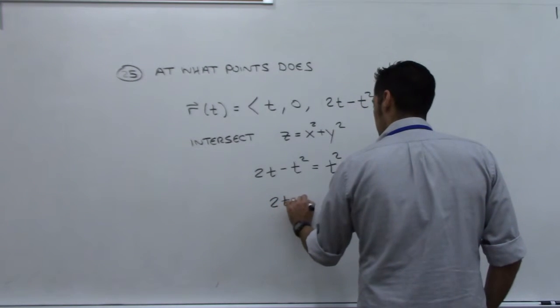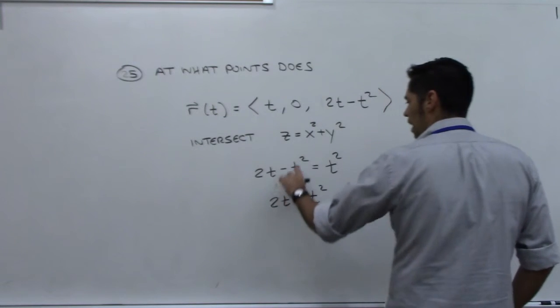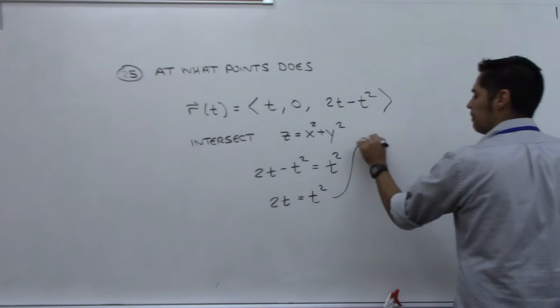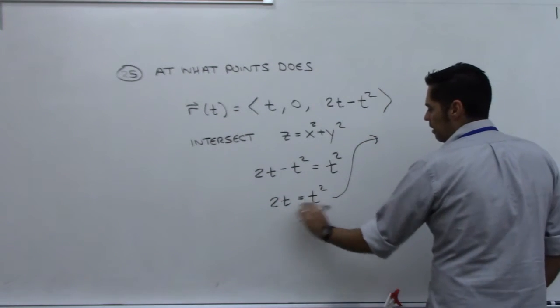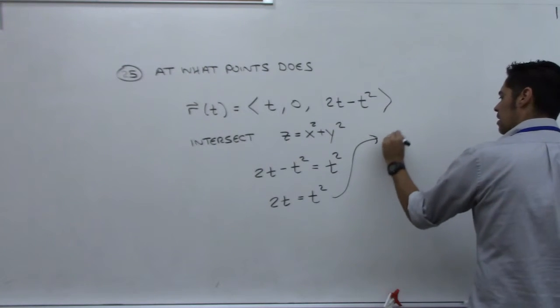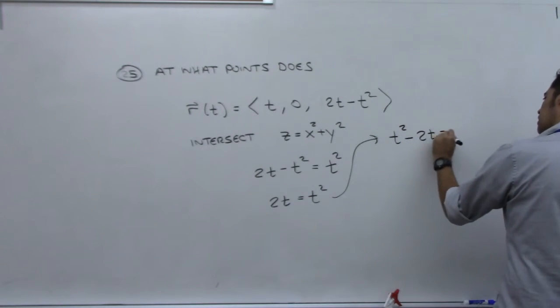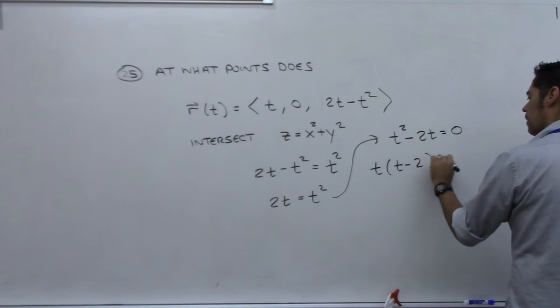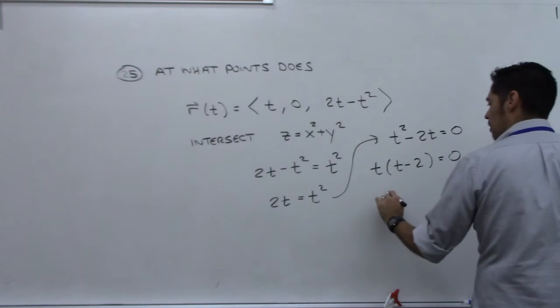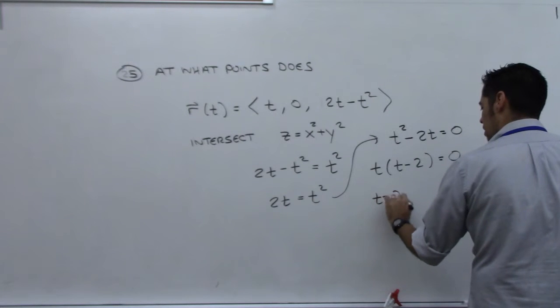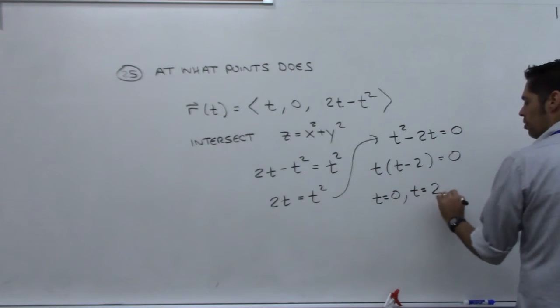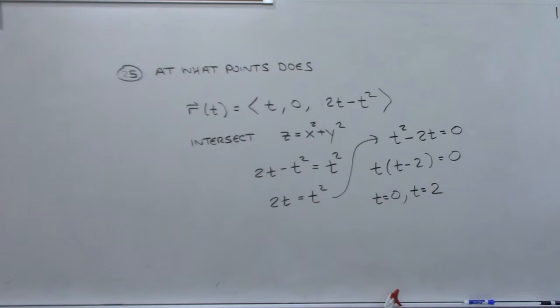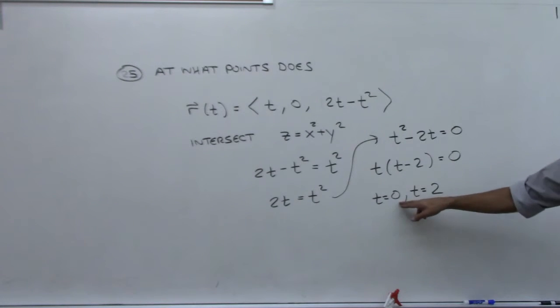2t equals t squared. I moved that one over. I'm moving both over, actually. Don't ever divide by t right now. That's a big mistake. I get t squared minus 2t equals 0. Do a GCF, factor out a t. And we get t equals 0, t equals 2. So at t equals 0 and at t equals 2, I should live on this thing.